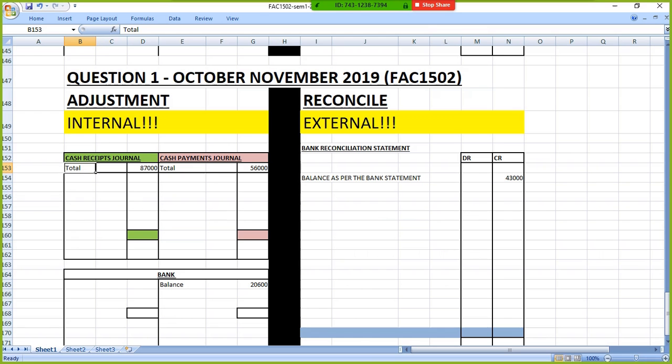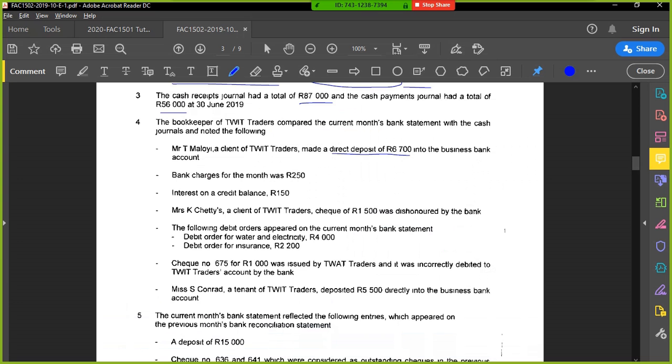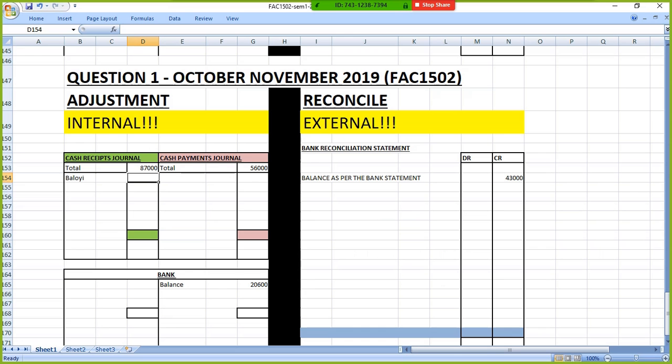Where? Direct deposit, so it isn't cash receipts. Yes. Because why? Because you're receiving the money. Correct. It's a deposit. It's on the bank statement because it's a direct deposit. It's not in your books. Okay.